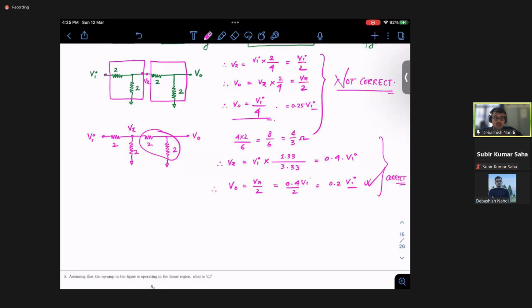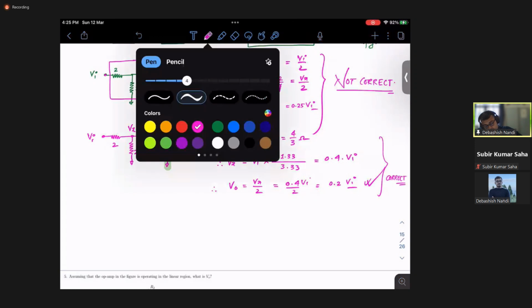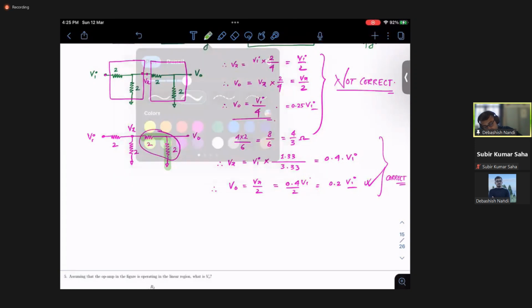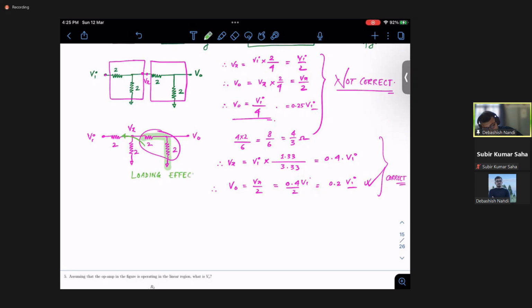Why could we not use the cascade configuration? Because you see here my circuit, this circuit is loading my earlier circuit, right? This is called the loading effect. So if there is a loading effect present in your circuit, you cannot simply do the cascade operation as shown here. This is wrong, right?